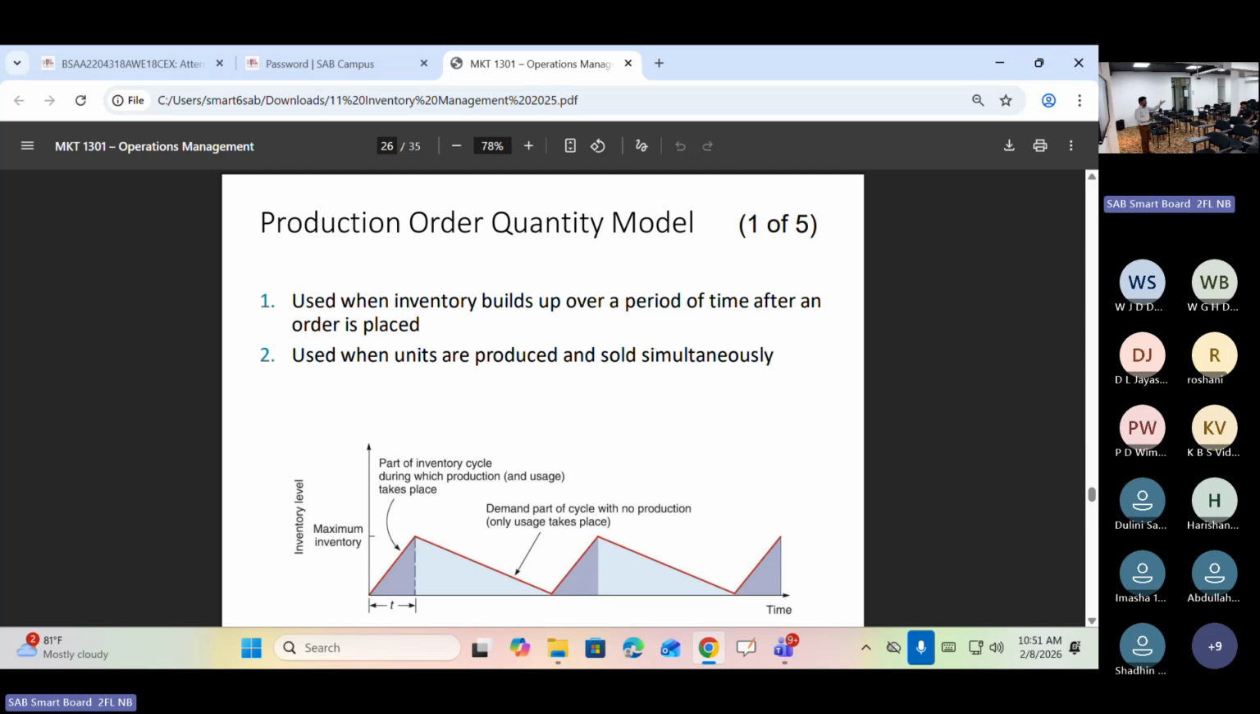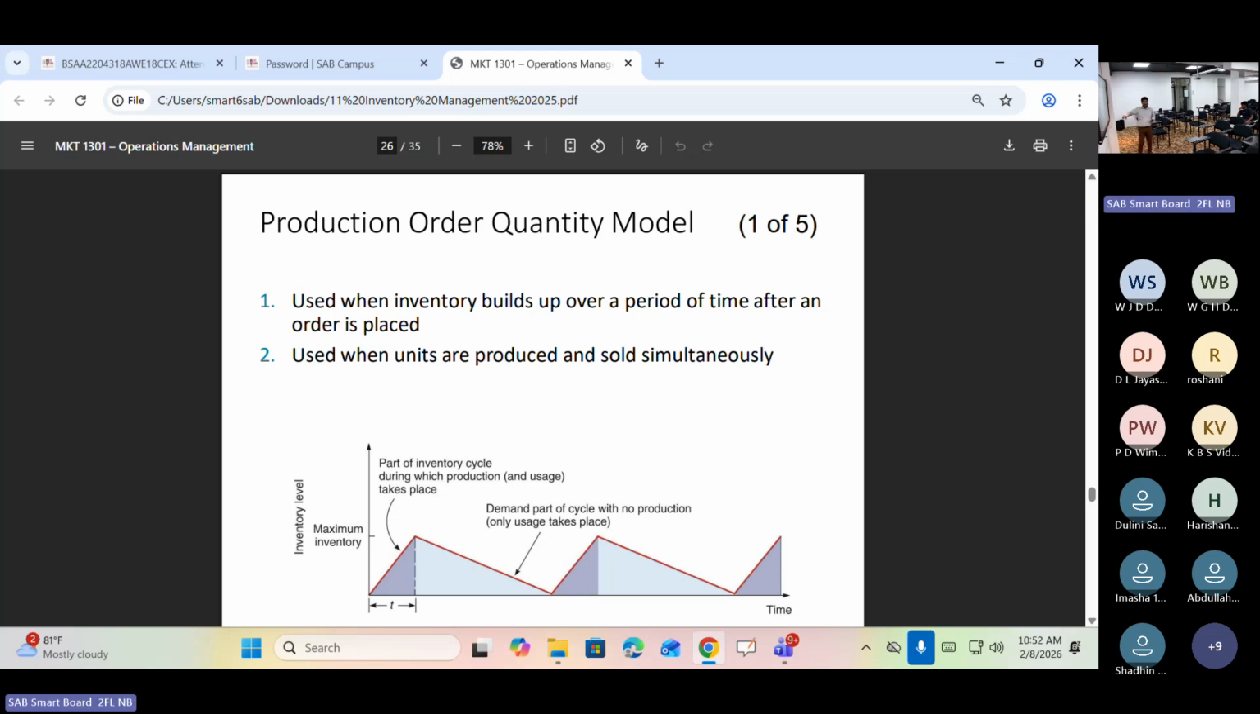Unlike in the EOQ model, where you get the full order at once, in a manufacturing setup there is a period like a production run. While you are getting the production, you consume. Once you complete the production run, you only consume. So the calculations are a little different, identifying the optimal production quantity, EBQ, economic batch quantity. The equations are a little different.